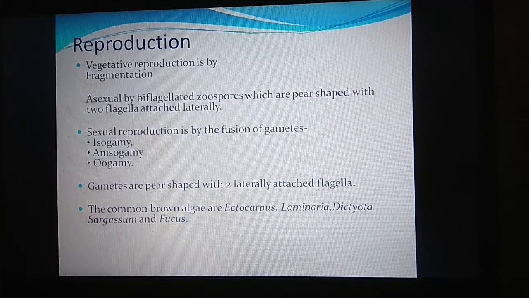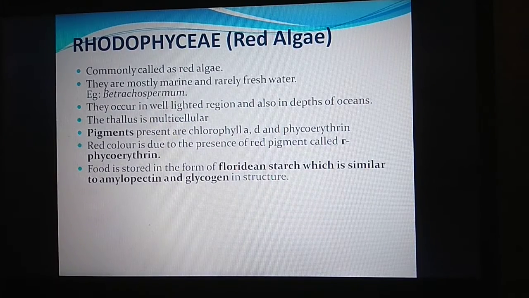The common brown algae are mainly Ectocarpus, Laminaria, Dictyota, Sargassum and Fucus. The third type of algae are Rhodophyceae, which are also known as red algae. These are mainly marine and rarely freshwater.